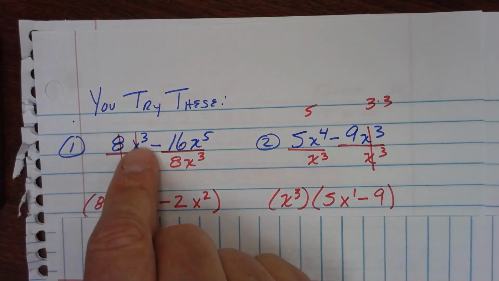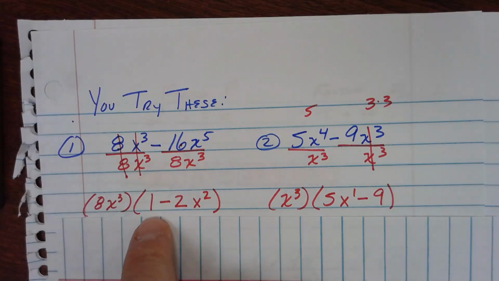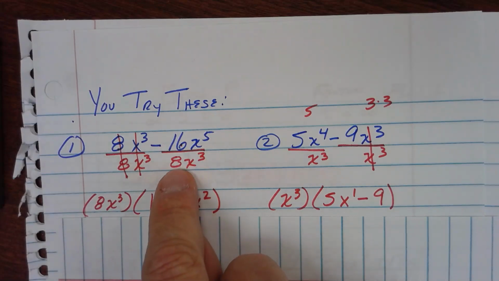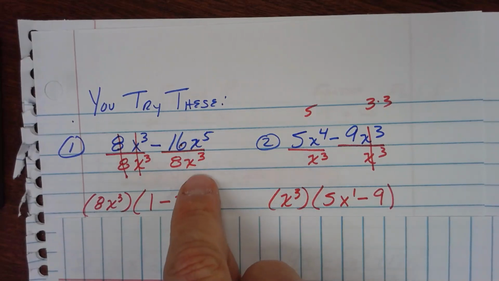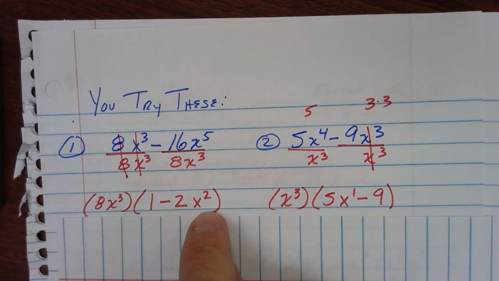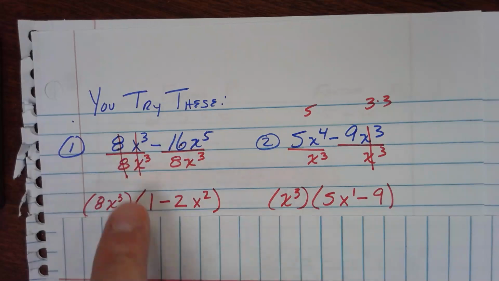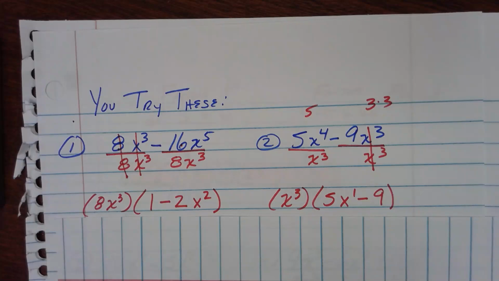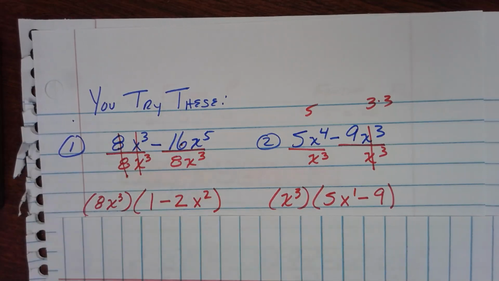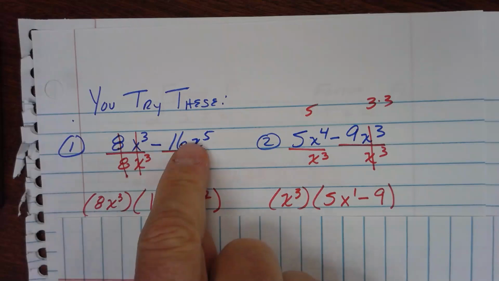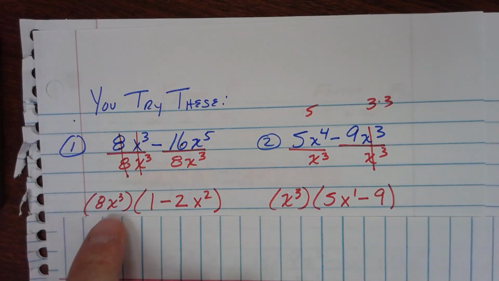8's cancel, x cubes cancel, leaving me 1. 16 divided by 8 is 2. X to the fifth over x cubed is x squared. You got to have the largest common factor. In 2 classes, this caused problems today. Not a problem for us as we learned from it, but we had the same mistake because we thought we were going to take out just 4. 8 goes into both of them, so it's really the common factor there.